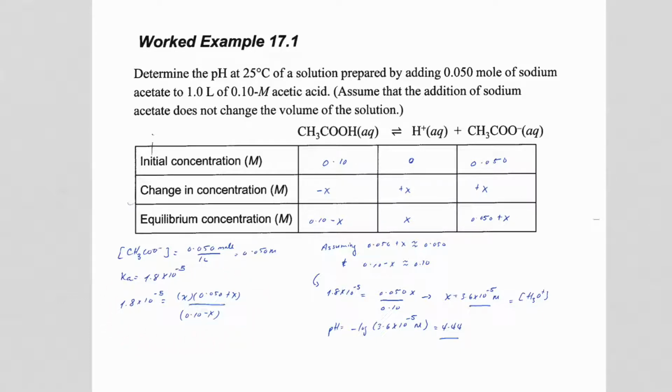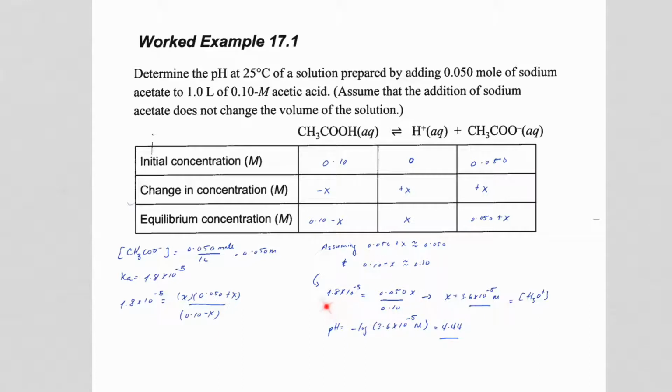1.8 times 10 to the minus 5, that's the acid dissociation constant for acetic acid. And then I have what I obtained from my ICE table. We make two assumptions, or actually just one assumption in two cases, and that is that the change in concentration for both the acid and the conjugate base is very small compared to the initial concentrations. That's what we have right here. 0.05 plus x is about 0.05. 0.1 minus x is about 0.1. That makes our lives a lot easier.